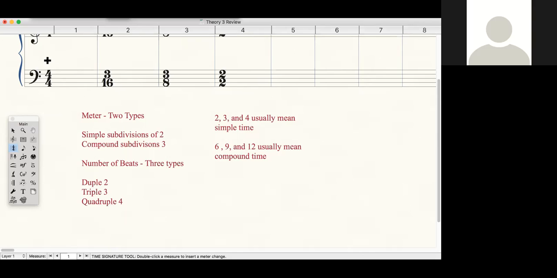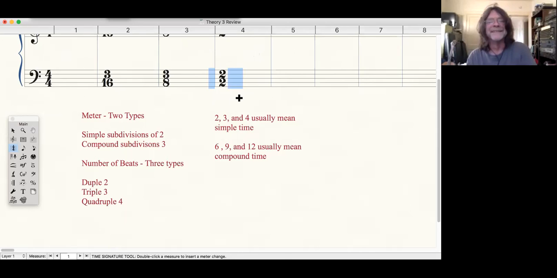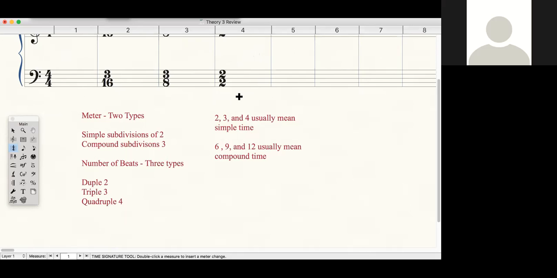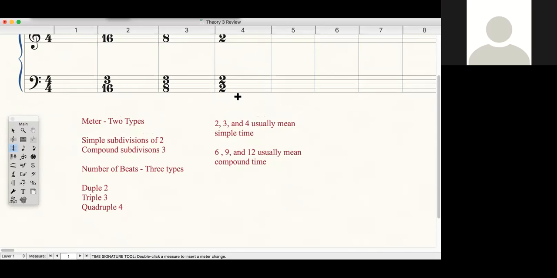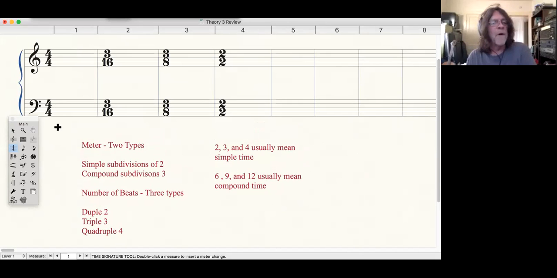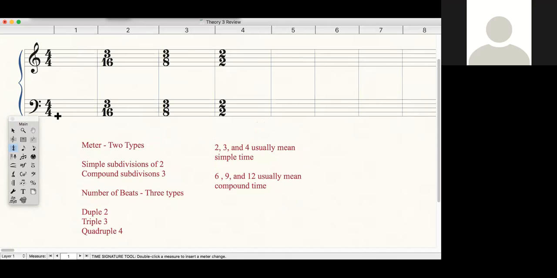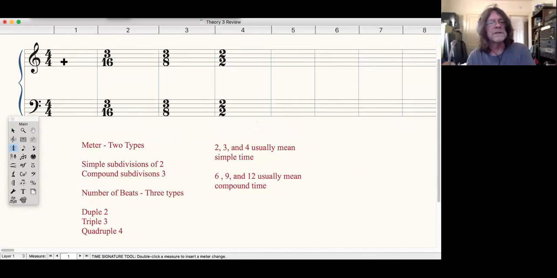No, that's not cut time, because if it was cut time, it would have the C with the line through it. And this 4/4 can be just a C. That's common time. Does everybody understand that? Unfortunately, I can't write that in there or force it to do that.